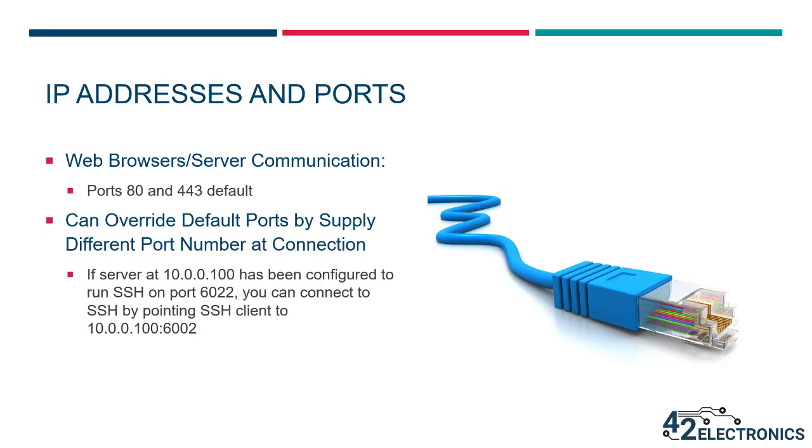the server. So if the server at 10.0.0.100 has been configured to run SSH on port 6022, then you can connect to SSH by pointing your SSH client to 10.0.0.100:6022, just like you see here on the slide. It's a nice long number.